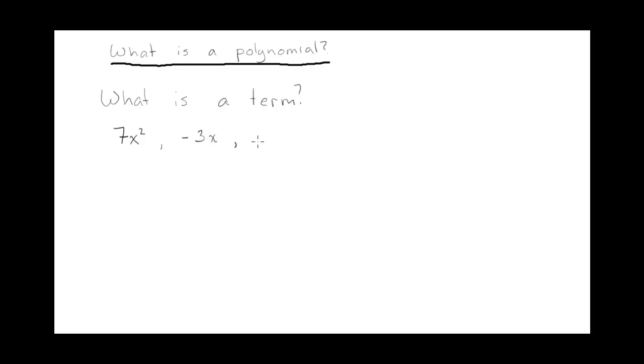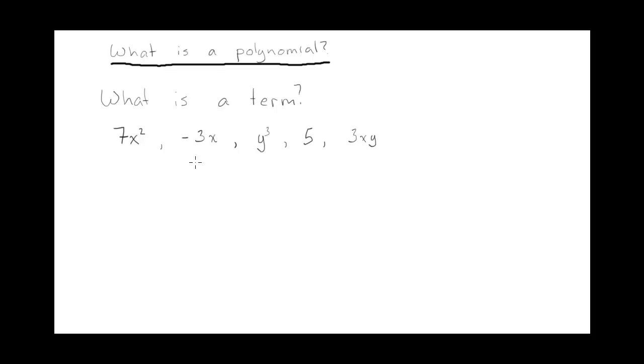Maybe the number is 1, so you don't write it, so something like y cubed, right? The coefficient there, it's 1, y cubed. You don't even need the exponent. You could just have the number, so the number 5, that's a term. You could actually have more than one variable, so it could be like 3xy, that would be a term also.